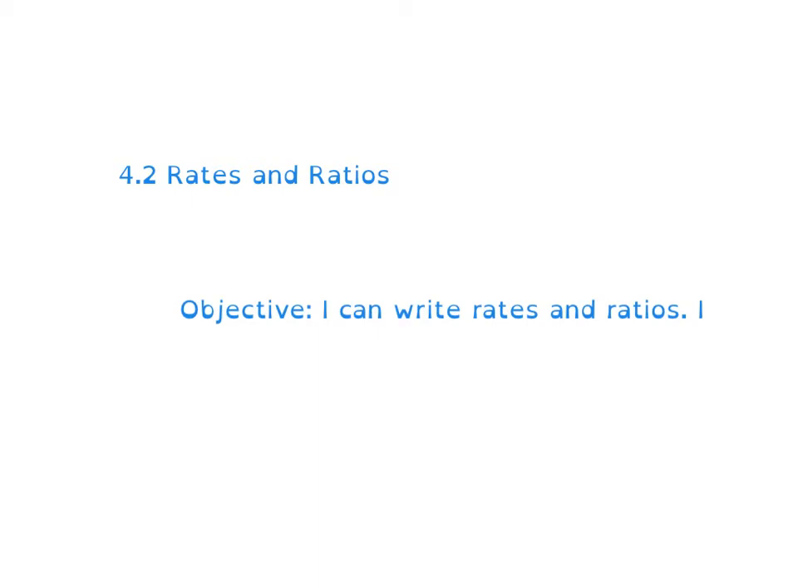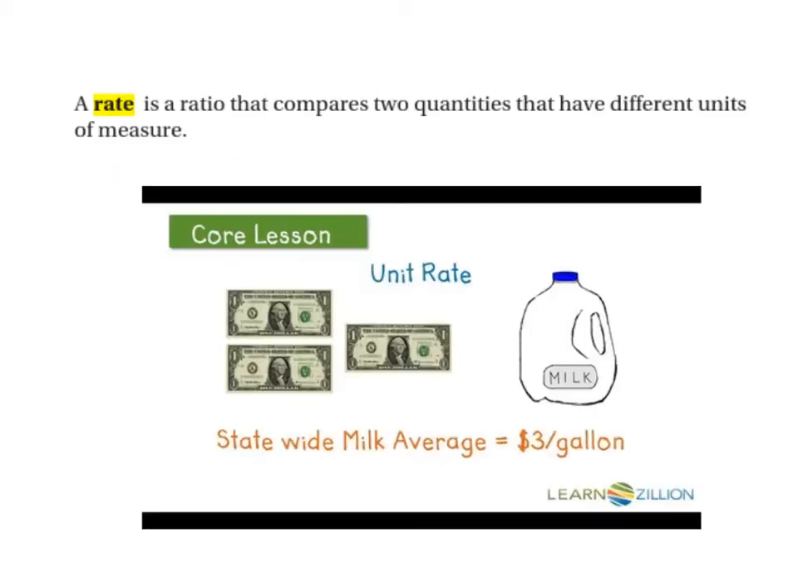Today your objective is I can write rates and ratios. There's an extra "I" there. Not sure what that's about. Let's see if I can delete that. There we go. I can write rates and ratios.